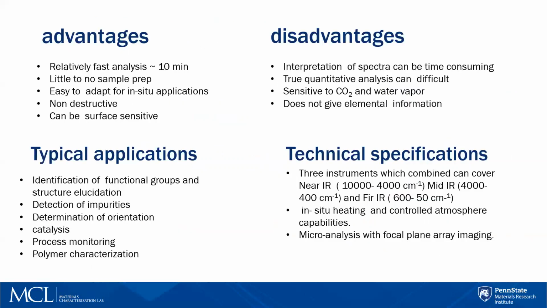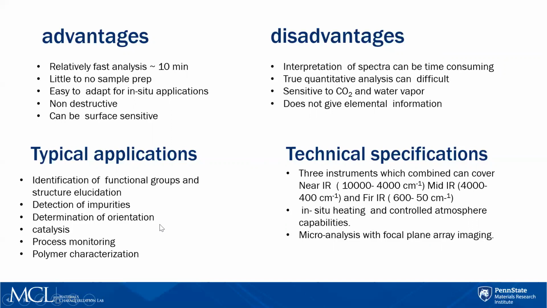FTIR has several advantages. It is relatively fast. Analysis takes the order of minutes. There is little to no sample prep required. It's easy to adapt for in situ applications, non-destructive, and can be extremely surface sensitive. The disadvantages of FTIR are that interpretation of spectra can be time consuming. True quantitative analysis can be difficult, and FTIR is extremely sensitive to carbon dioxide and water vapor, which means we have to take that into consideration when designing an experiment. FTIR also does not give any elemental information.